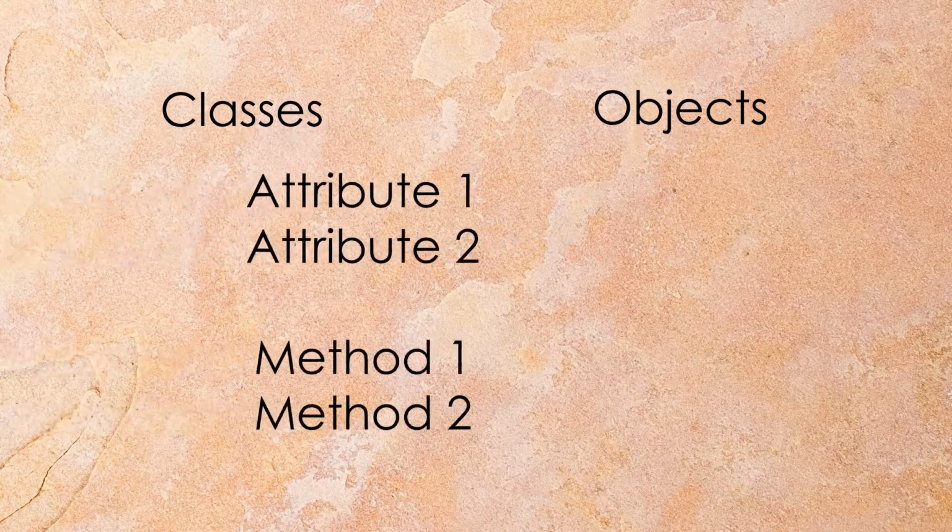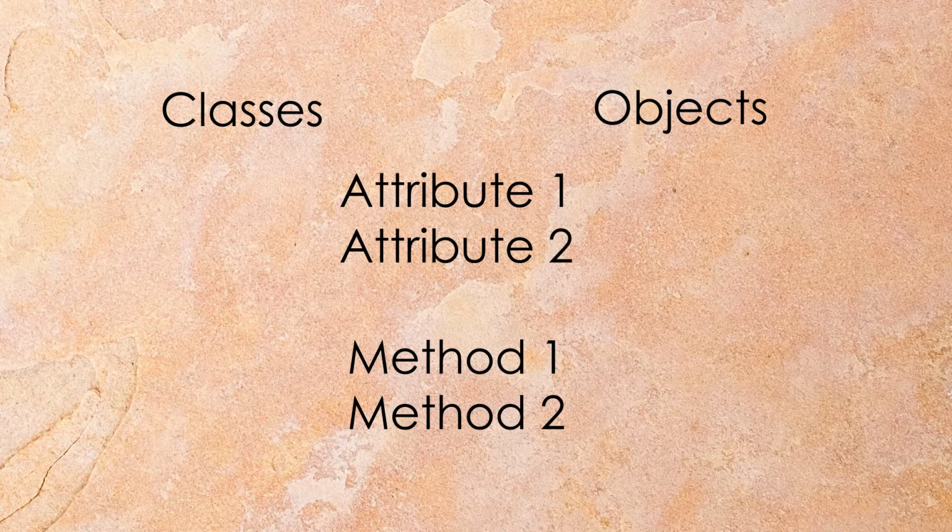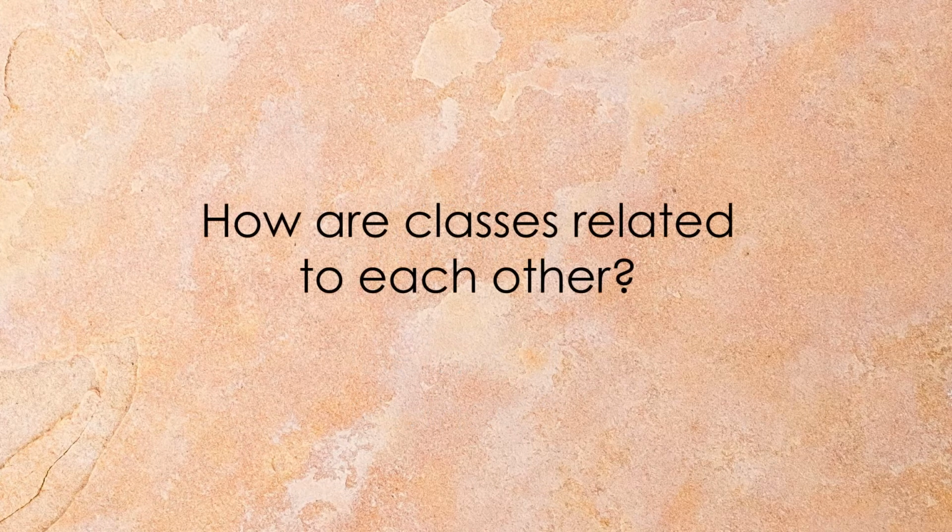Now, our last discussion revolved around classes and objects and how they are presented by attributes and methods. Now, we will talk about how these classes are related to each other. Let's begin by taking an example from real life. How is a car related to its wheels?